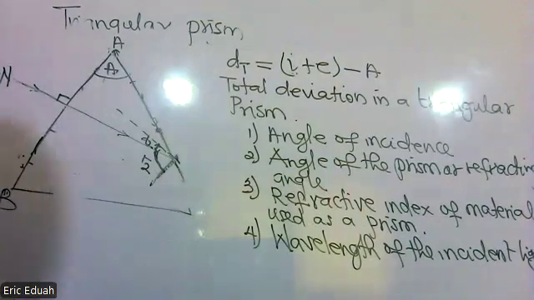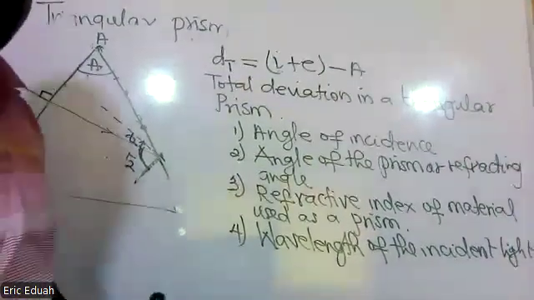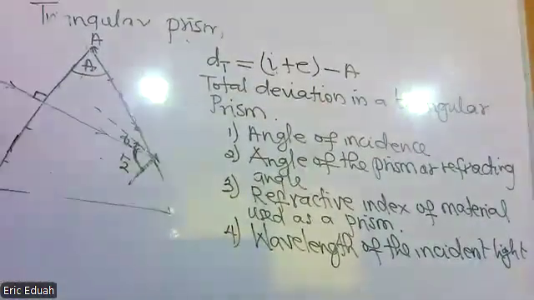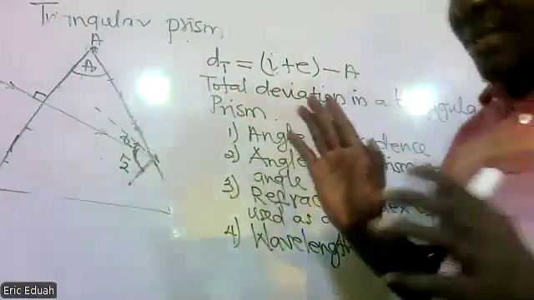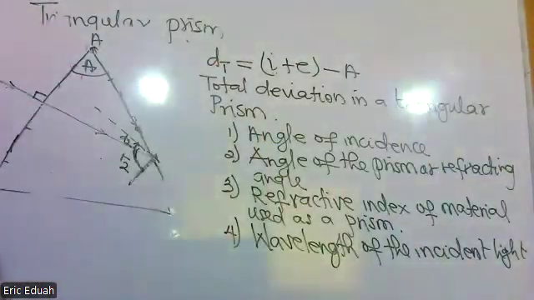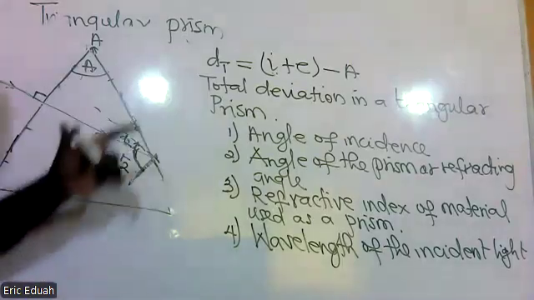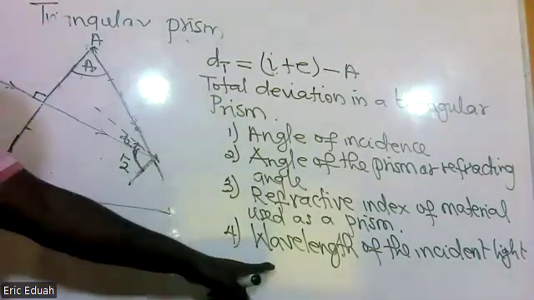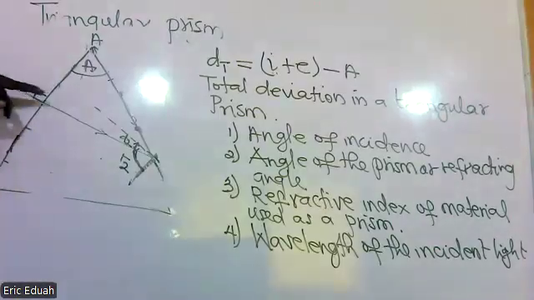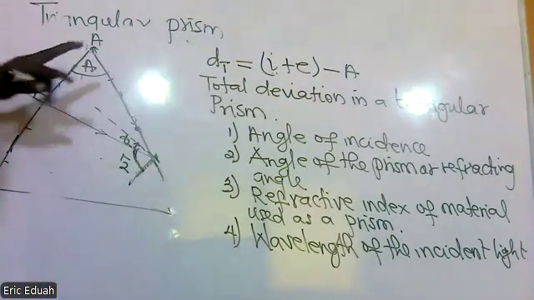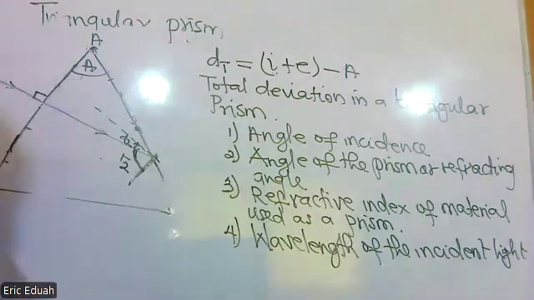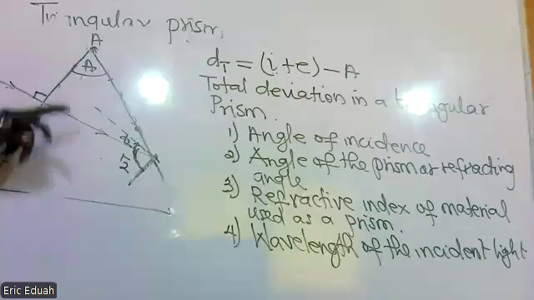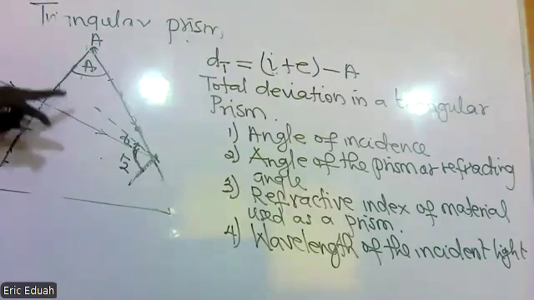Wavelength of the incident light, what I mean is the color. Different colors of light have different wavelengths. So if you incident a blue light, its wavelength will be different. The refractive index of the material will also be different. Now it will also affect how the light is deviated.